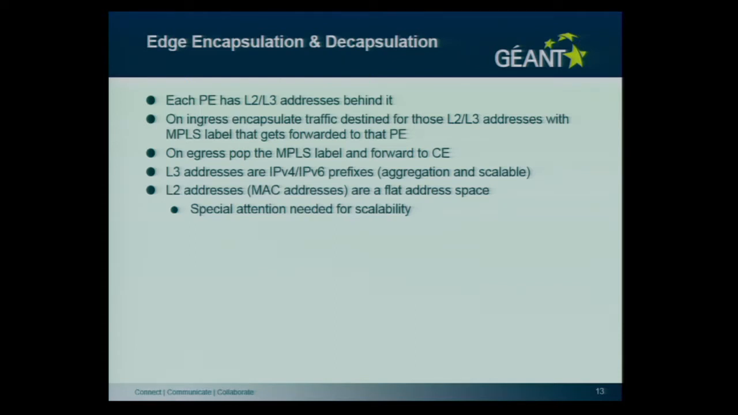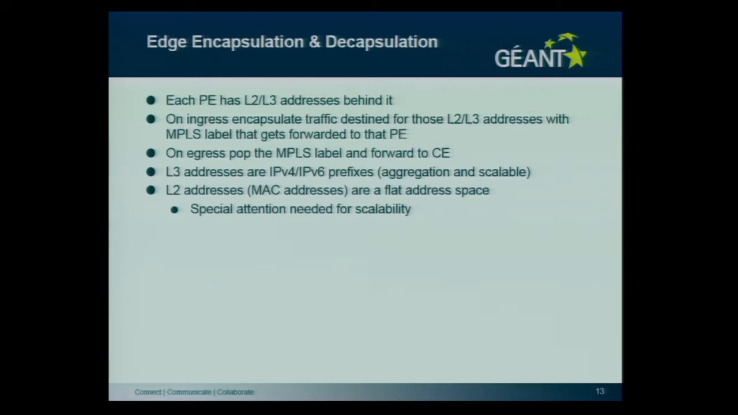So at the edge, there's encapsulation and decapsulation at the provider edge. And layer 2, layer 3 addresses are encapsulated there with an MPLS label. For layer 3 addresses, we use IPv4, IPv6 prefixes. That's the easy part, we think, because those are aggregatable and thus scalable.